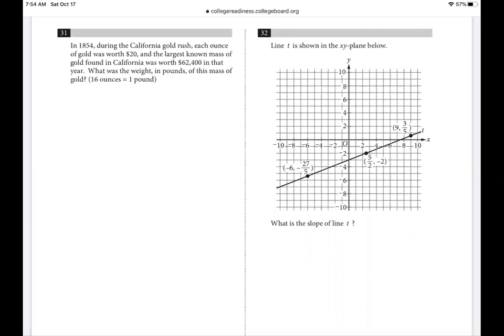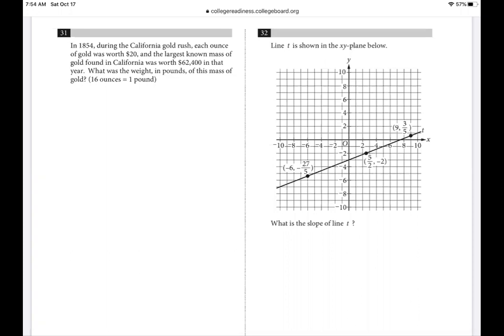For number 31, the hint is already kind of given. They indicate that they want the answer in pounds, and they even give you, surprisingly, that there are 16 ounces in a pound. So that's kind of there for us.